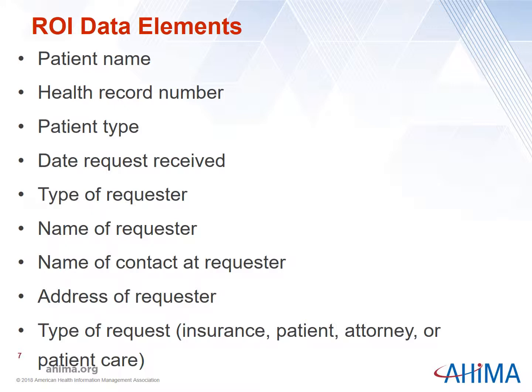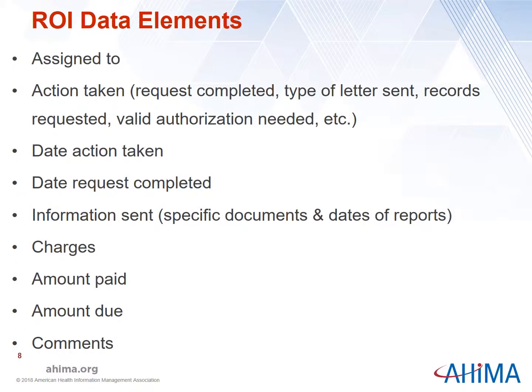ROI data elements include patient name, health record number, patient type, date request received, type of requester, name of requester, name of contact at requester, address, type of request, whether it's insurance, patient, attorney, or patient care rep. Other elements include who it was assigned to, the action taken, charges, amount paid, amount due, and any comments.